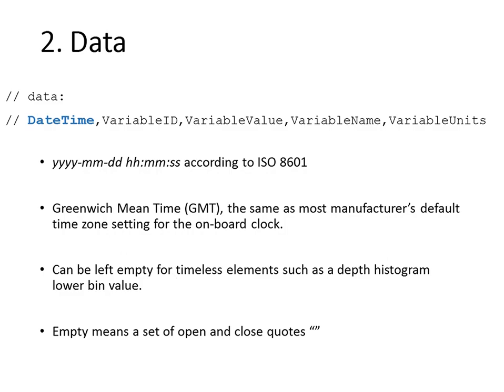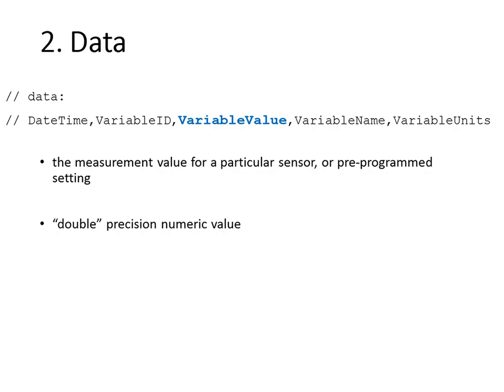Let's say I want to document for depth histogram what is the bin setting. So you have maybe 150 meters as the lower limit of that bin, 200 as the upper limit. So you can actually specify that, but it has no time element in it. So in those cases, you just leave it blank by having double quotes in the CSV file.